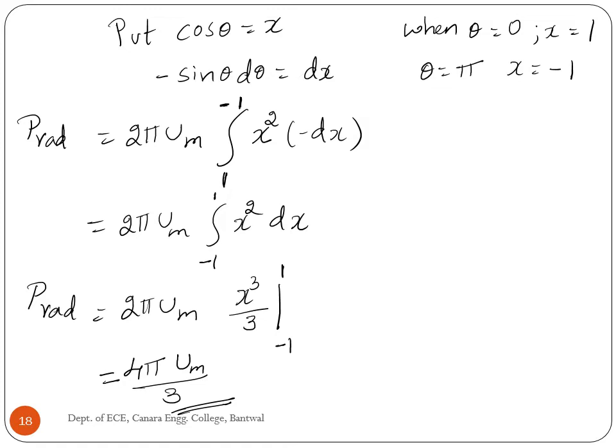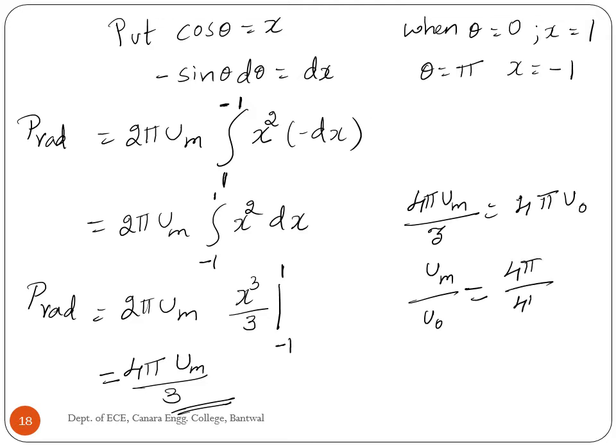Therefore, equate the radiated power for the given pattern, that is 4 pi Um by 3, to the radiated power from the isotropic source, that is 4 pi U naught. Um by U naught is equal to 4 pi divided by 4 pi by 3, which is equal to 3. It's equal to the directivity for the given pattern.